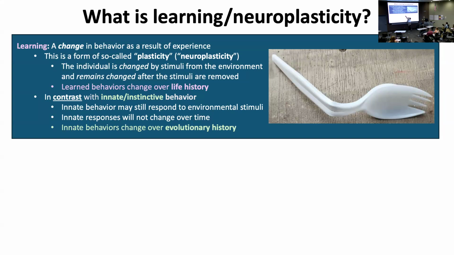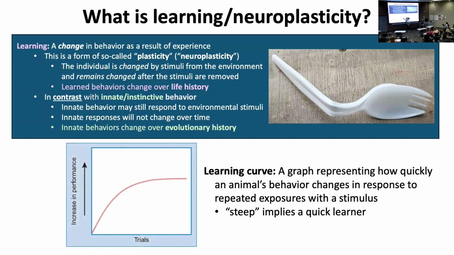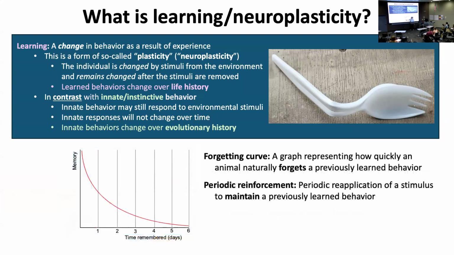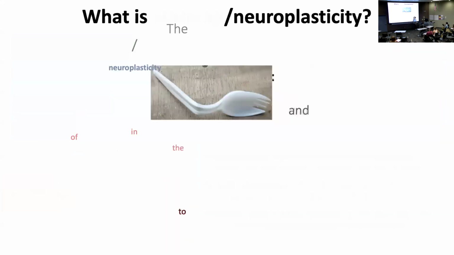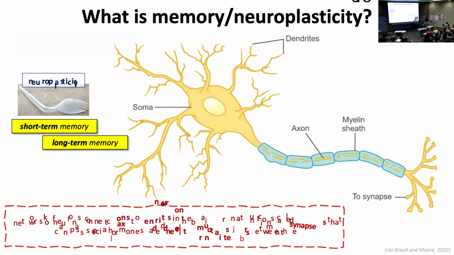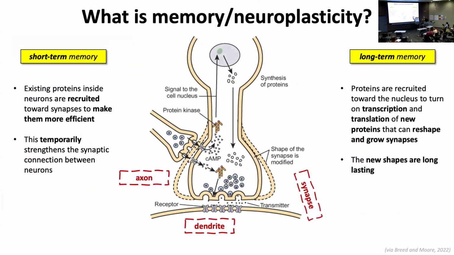But yeah, learned behaviors is plasticity in contrast with innate. Learning curves, like the same stuff we had on UCEC about, can you tell the difference between a learning curve and a forgetting or extinction curve? Those are good things to know. Know that neurons are involved, and know that there are short-term and long-term memory.